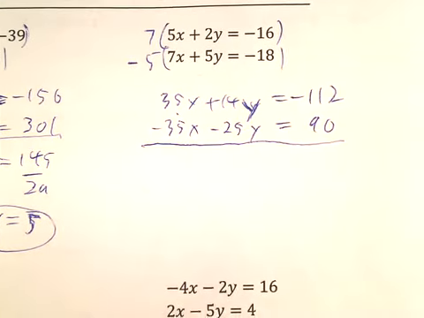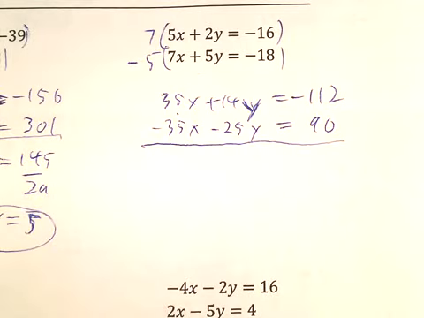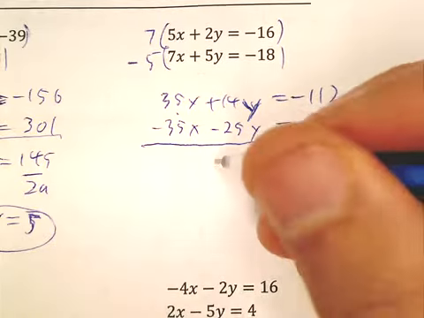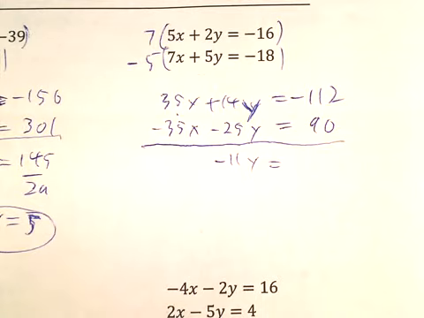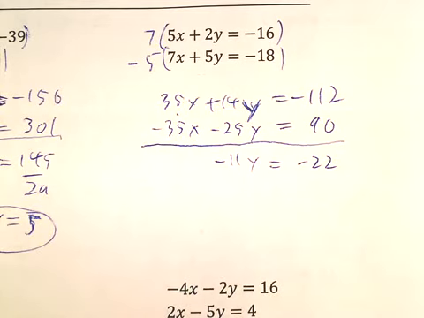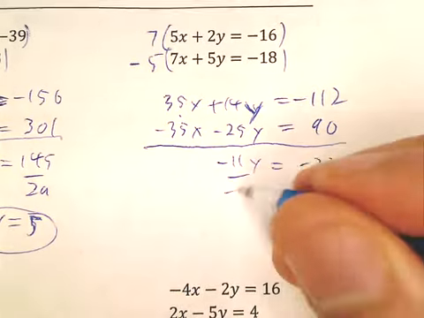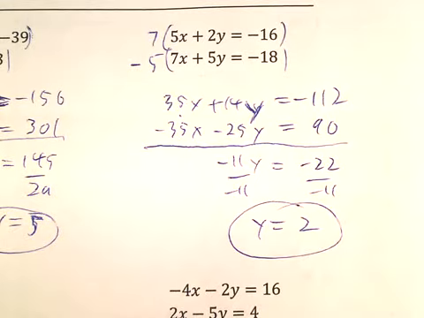Okay, now I'm going to go ahead and add these up. 35 minus 35 is 0. Those will cancel out. 14 minus 25 gives me negative 11. Negative 112 plus 90 gives me negative 22. Okay, divide by the number in front of your coefficient. And y equals 2. I've set up all of these so they come out evenly.